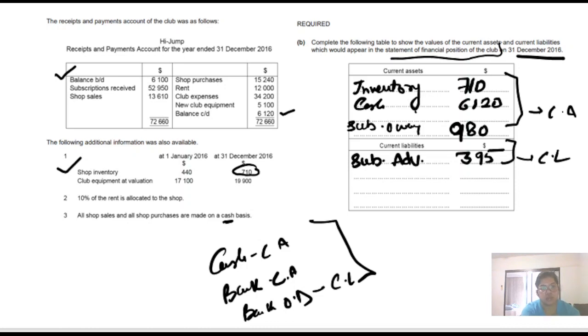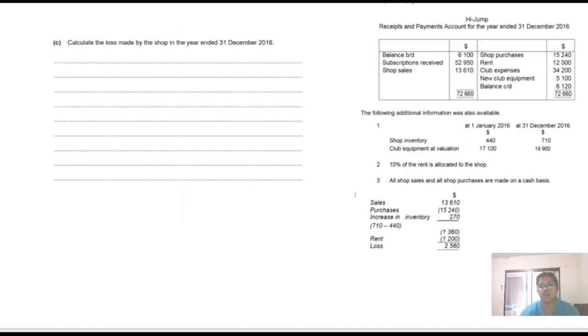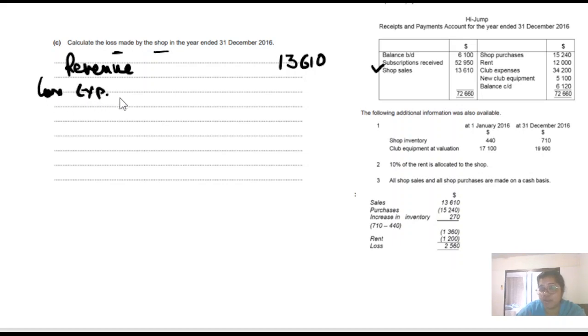So that's it. Now part C. In part C they ask you to prepare the shop loss, meaning how much loss you have to bear from the shop. For calculating this, first of all you write down the revenue which came from the shop sales, that is 13,610. Now you have to deduct expenditure, but only expenditure related to the shop.